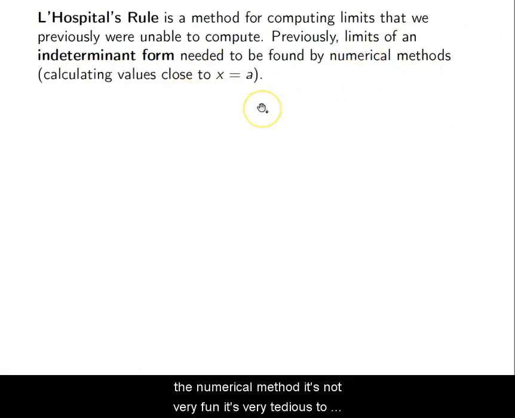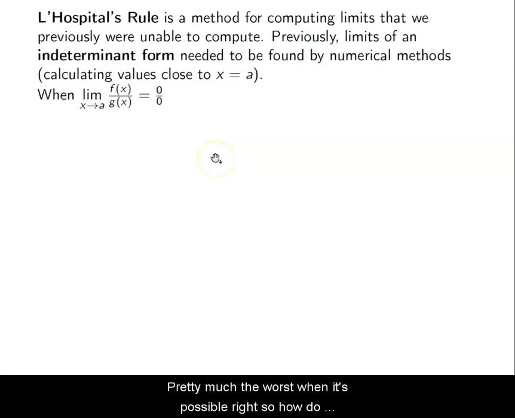It's not very fun. It's very tedious. It takes a long time. It's much easier to be able to calculate a limit. It's much nicer when our limits are continuous at the point that we're trying to evaluate at. That's always nice. So what we're going to be looking at now is pretty much the worst limits possible. How do we evaluate those?